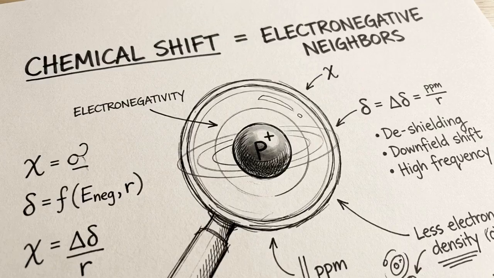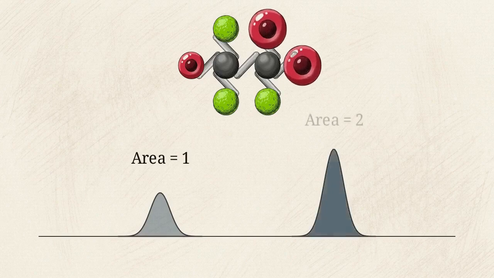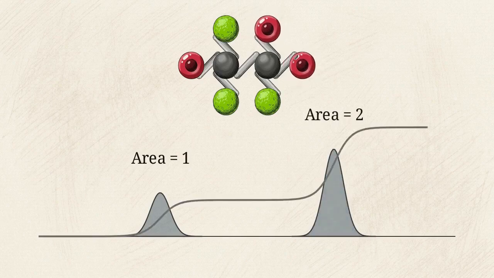The value of the chemical shift provides the first piece of evidence regarding which electronegative atoms are located near a specific proton. The second rule is integration. The area under a peak corresponds to the number of protons generating that signal. Here, the CH peak has an area of 1, while the CH2 peak has an area of 2.